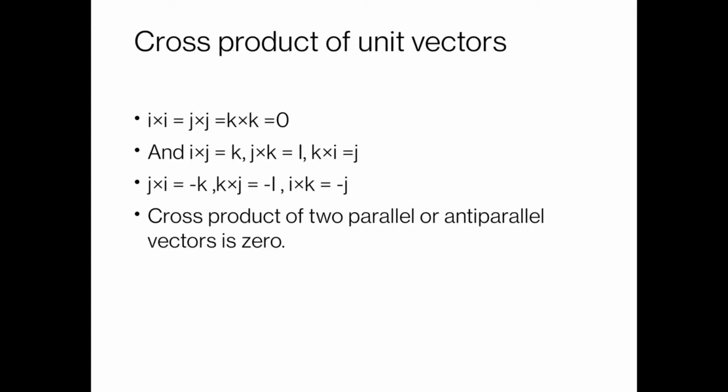The cross product of two parallel or anti-parallel vectors is 0. Why? Because the angle theta is equal to beta is equal to 0. In that case, sine of beta is equal to 0. And if the angle between these two vectors when they are anti-parallel is 180 degrees, then sine of 180 degrees is again 0.